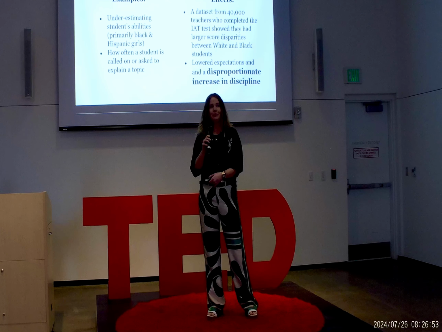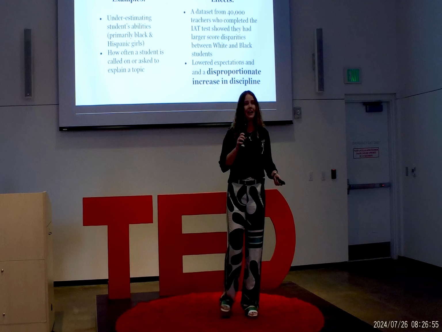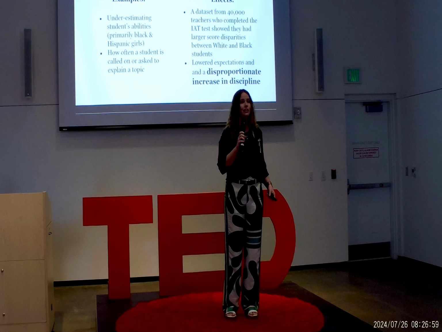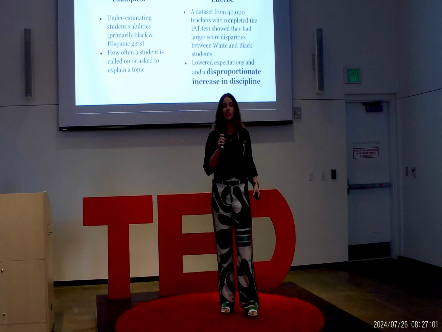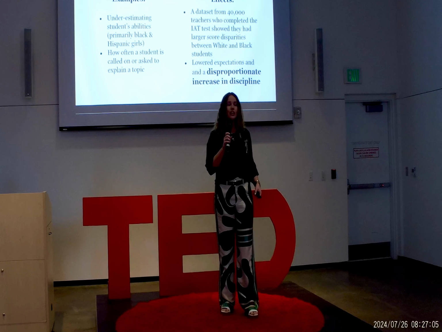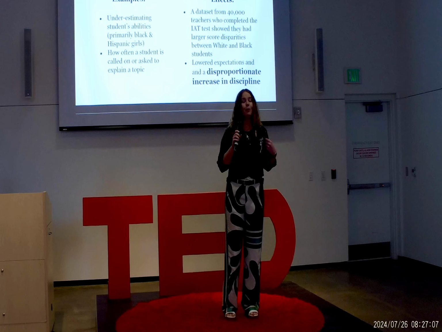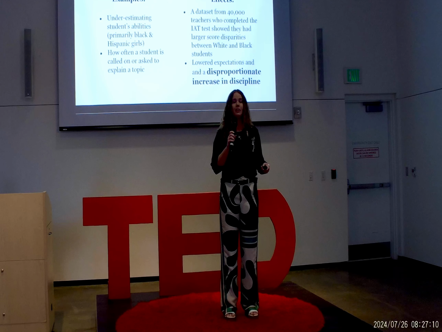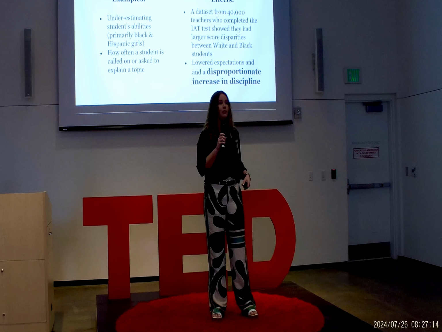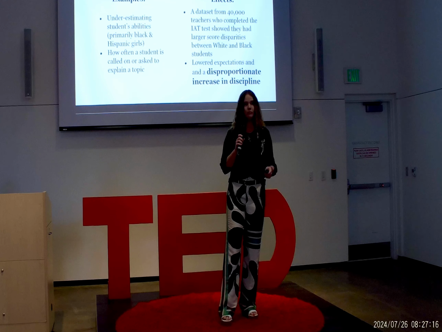A study was done that had 40,000 teachers do the IAT test, which is a bias test, and it showed that their black students and their white students did not have the same scores. From this study, it was seen that the white students were more successful because the teacher had lower expectations and an increase in punishment for the black students.